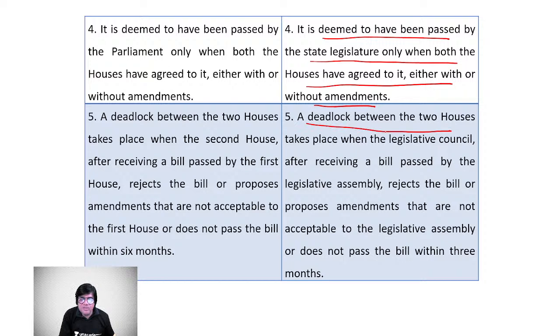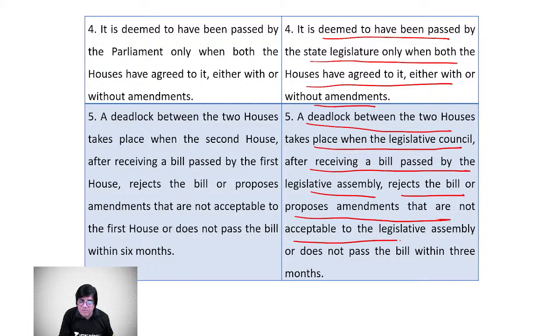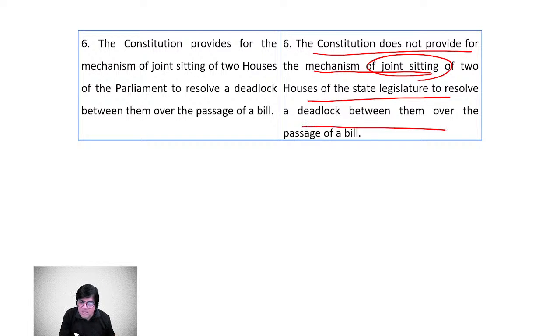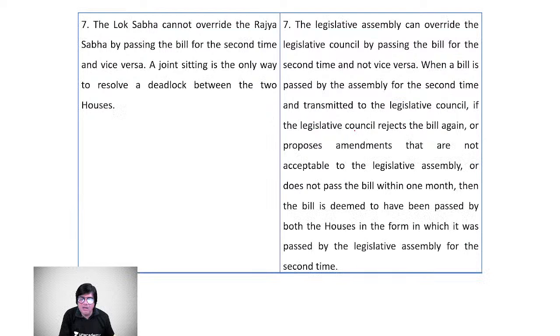A deadlock between the two houses takes place when the legislative council, after receiving the bill passed by the assembly, rejects the bill, or proposes amendments that are not acceptable to the assembly, or does not pass the bill within 3 months. In that case, the Constitution does not provide for the mechanism of a joint sitting of the two houses in the case of the state legislature to resolve a deadlock between the two over the passage of a bill.